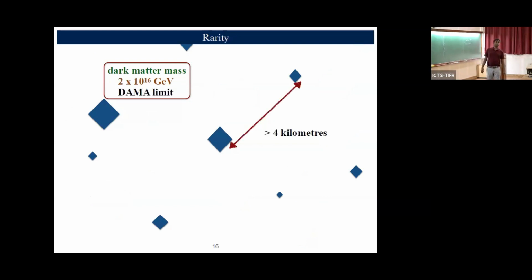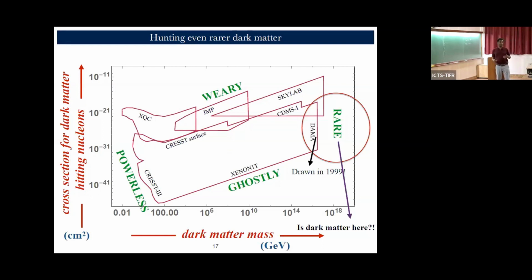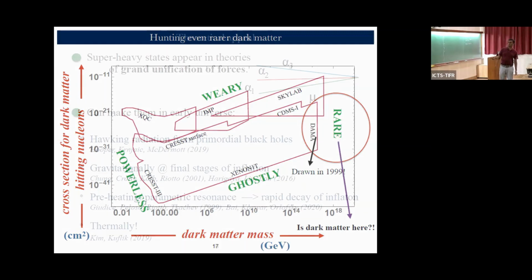But if the dark matter mass is around 10^16 GeV, which is where DAMA had drawn their limit, then the number density is so small that the interparticle spacing is more than 4 kilometers, and you can be sure that dark matter is right now not in this room. You can be very sure. Right? So this is how you visualize what's going on in that mass range. So naturally, the question is, what if dark matter is here? What if it's beyond the DAMA limit? Okay? Then what do you do? What kind of experiment would you set up to look for such dark matter?